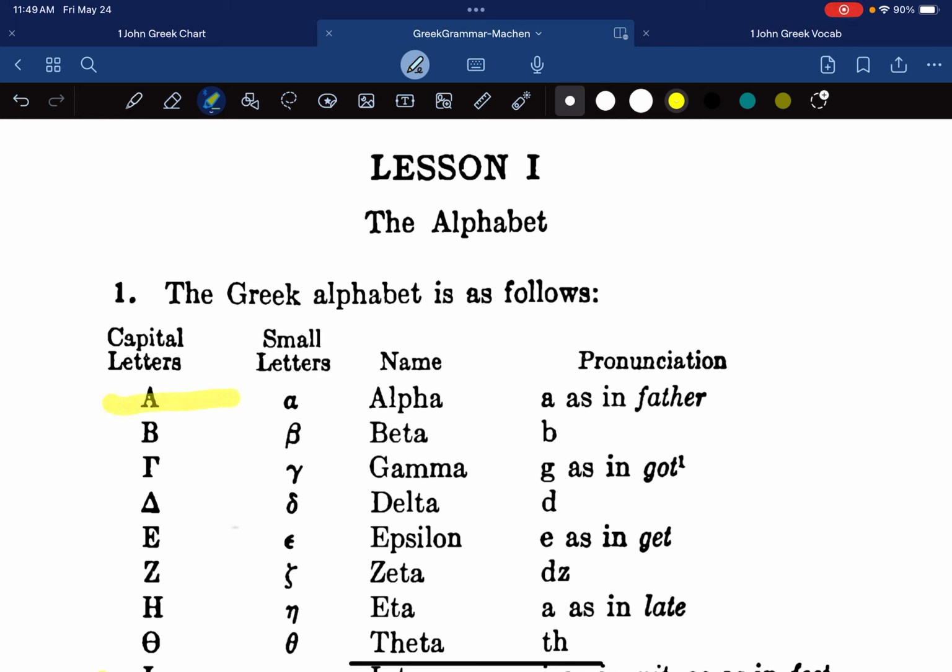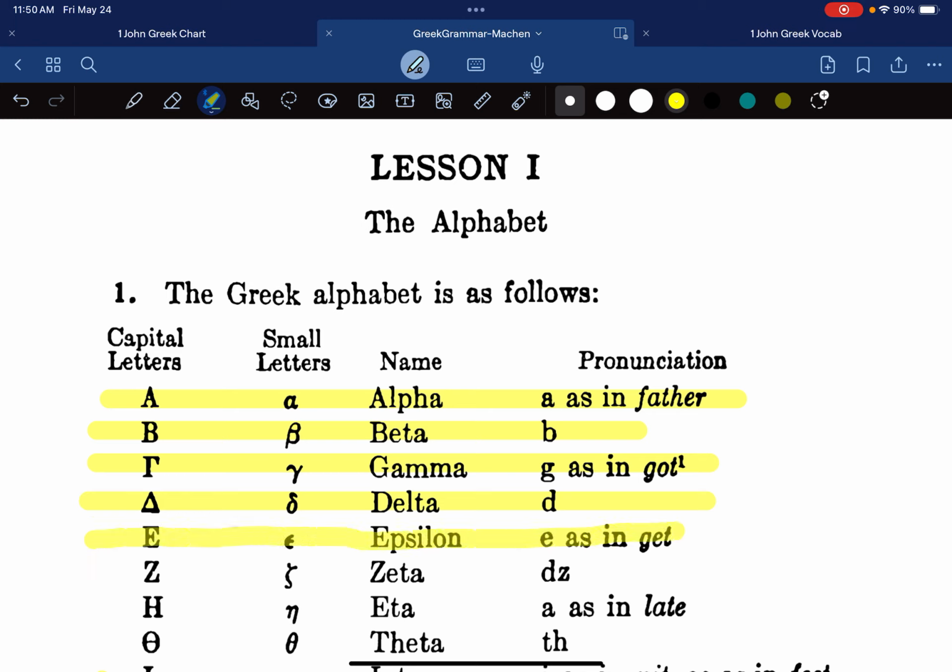First of all, we have the letter alpha, and the alpha is pronounced like ah, as in father. Then we have the letter beta. The beta is pronounced like B, as in boy. Then we have gamma, and gamma is pronounced like the G in got. Then delta, and delta is pronounced like the D, as in dog.